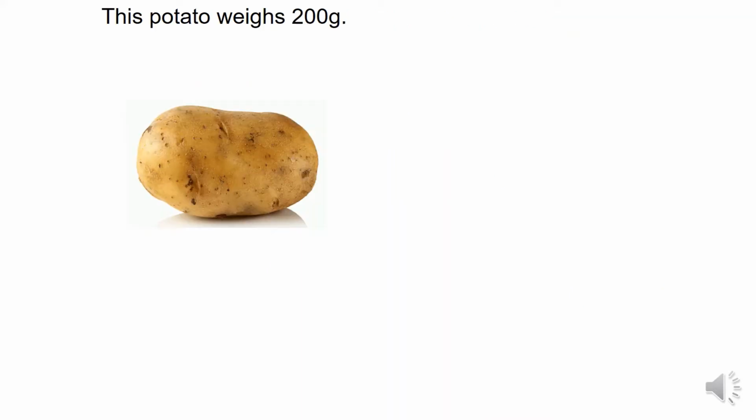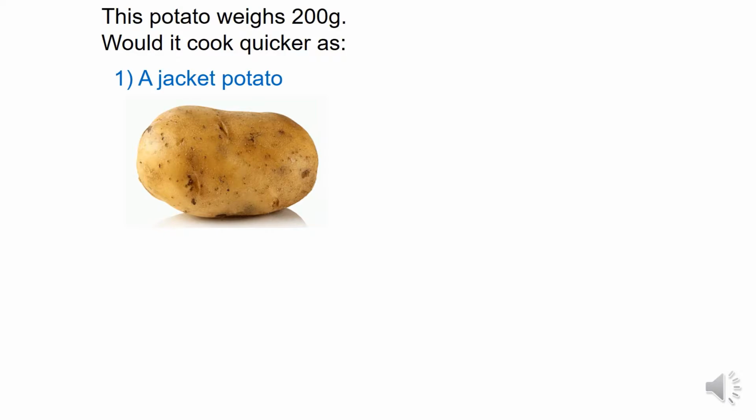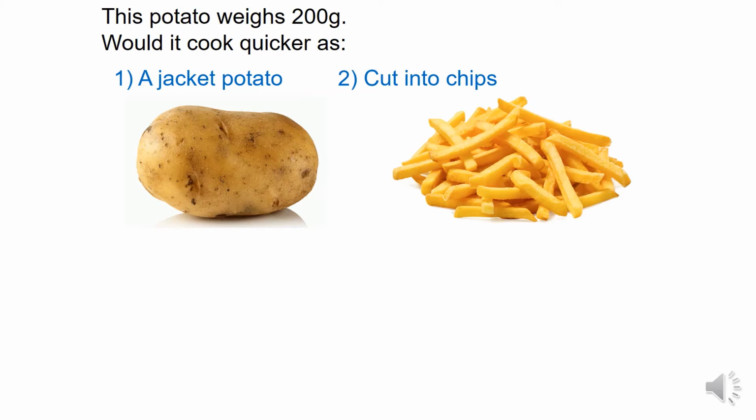So another real life example here, I've got a potato that weighs about 200 grams. Would it cook quicker if we cooked it as a jacket potato and just shoved it in the oven as it is, or if we cut it into chips? I want you to have a think about which answer you think would be quicker, jacket potato or chips, and why.